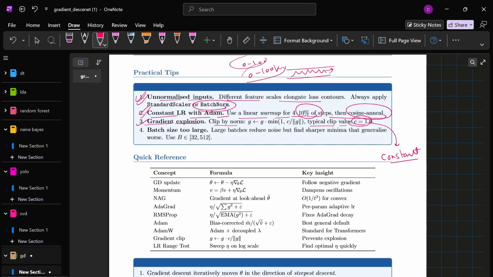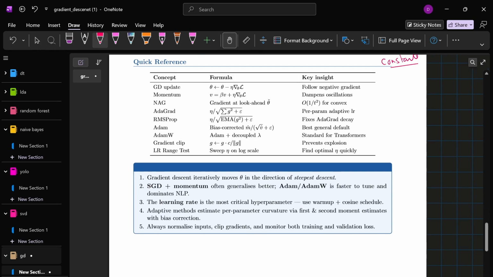Moving forward, we have batch size. When the batch size is too large, big batch sizes are tempting, but the gradient noise of a small batch size is actually a feature. It helps the model escape sharp minima that don't generalize well. So moving forward, we have the quick reference given here. You can see it here. But before that, we'll move to some of the key takeaways.